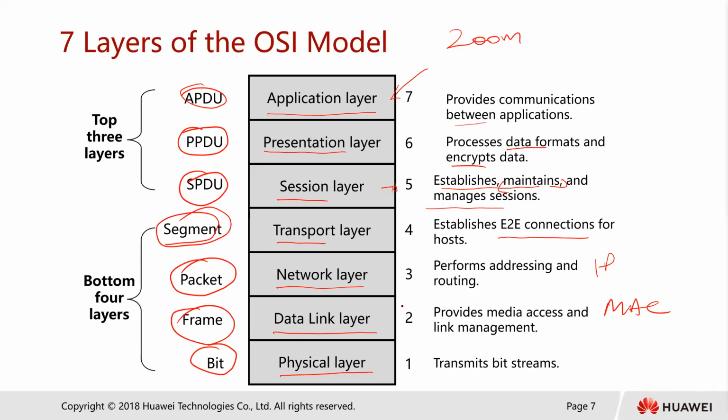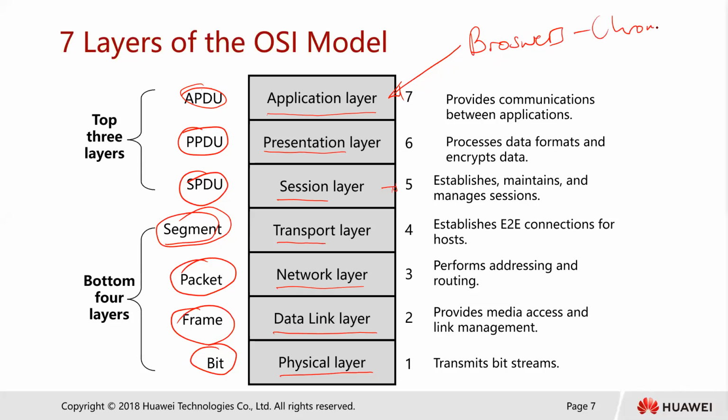Now, the network engineers here, if you could just kindly tell us what devices or what applications work at the application layer? Firewall. Browsers. Browsers like Google Chrome, Firefox, email clients, Zoom, etc. Right? Yes.